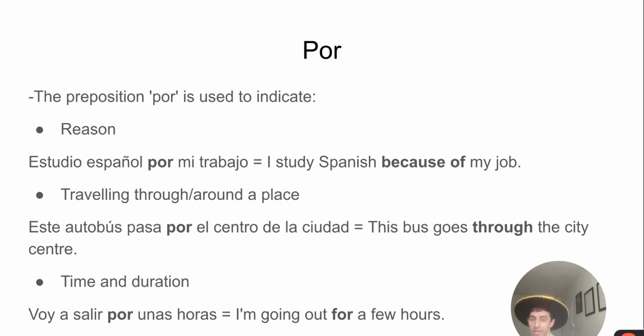Por is actually overall slightly more common than para. Even though both of them are certainly commonly used in Spanish, and at GCSE and iGCSE level, you're very likely to come across both quite often. If you're in doubt and you want to just guess based on probability, then por is slightly more likely.